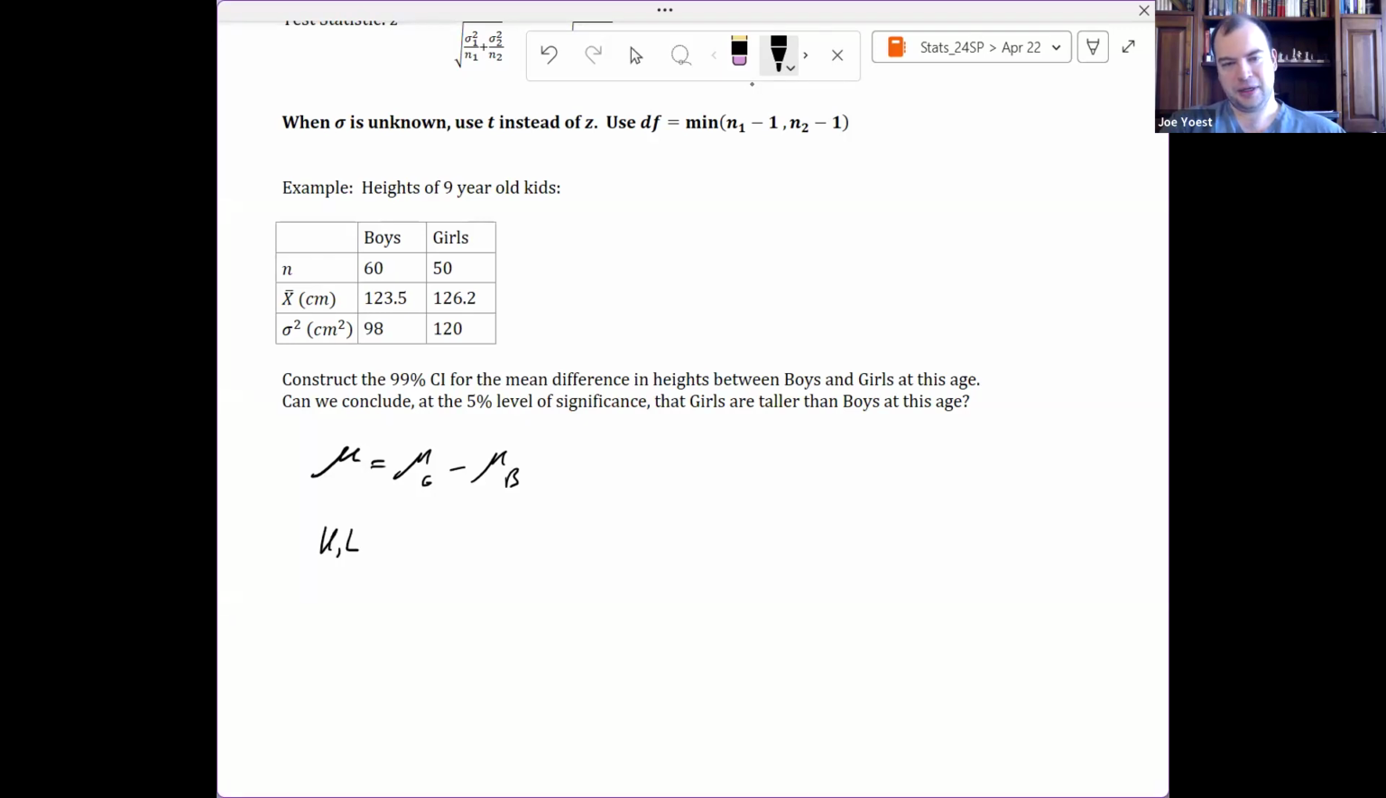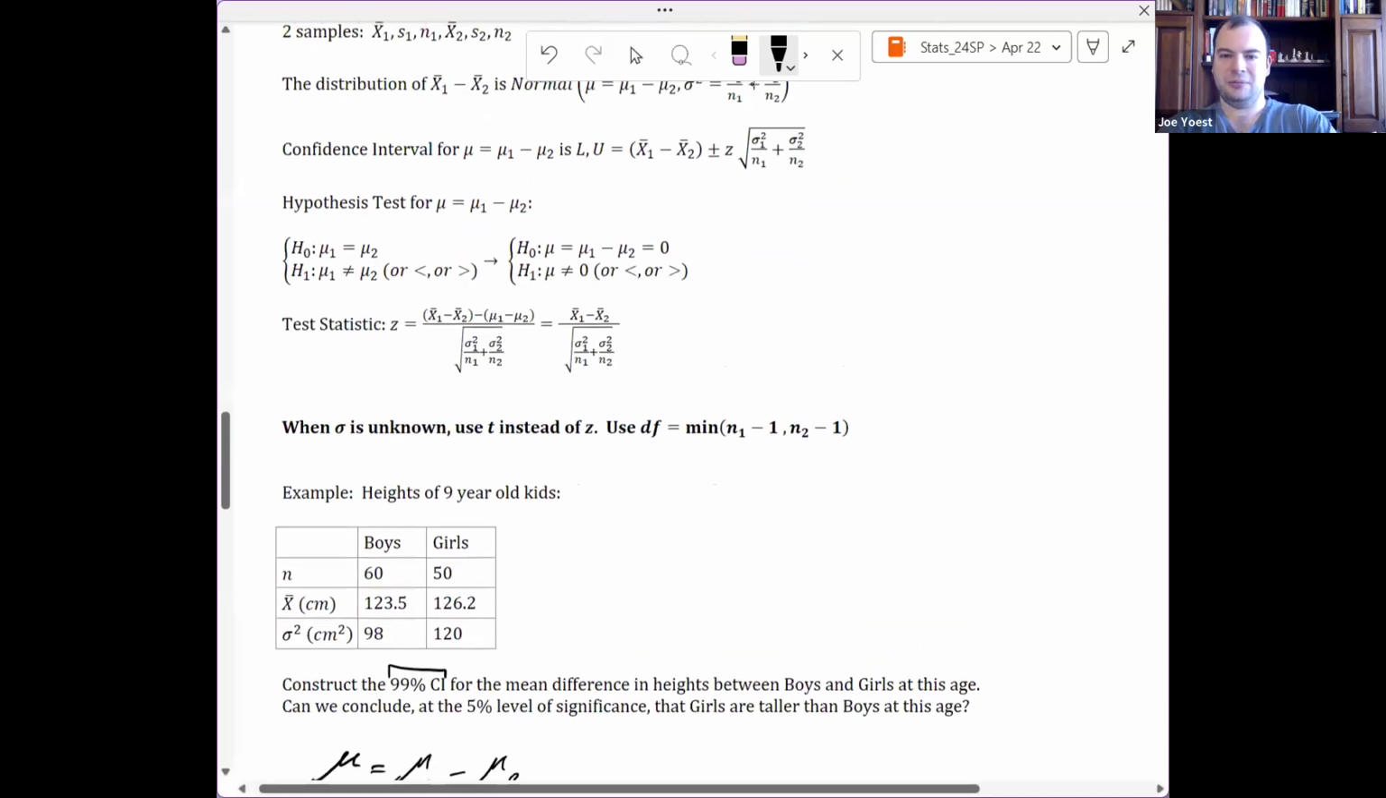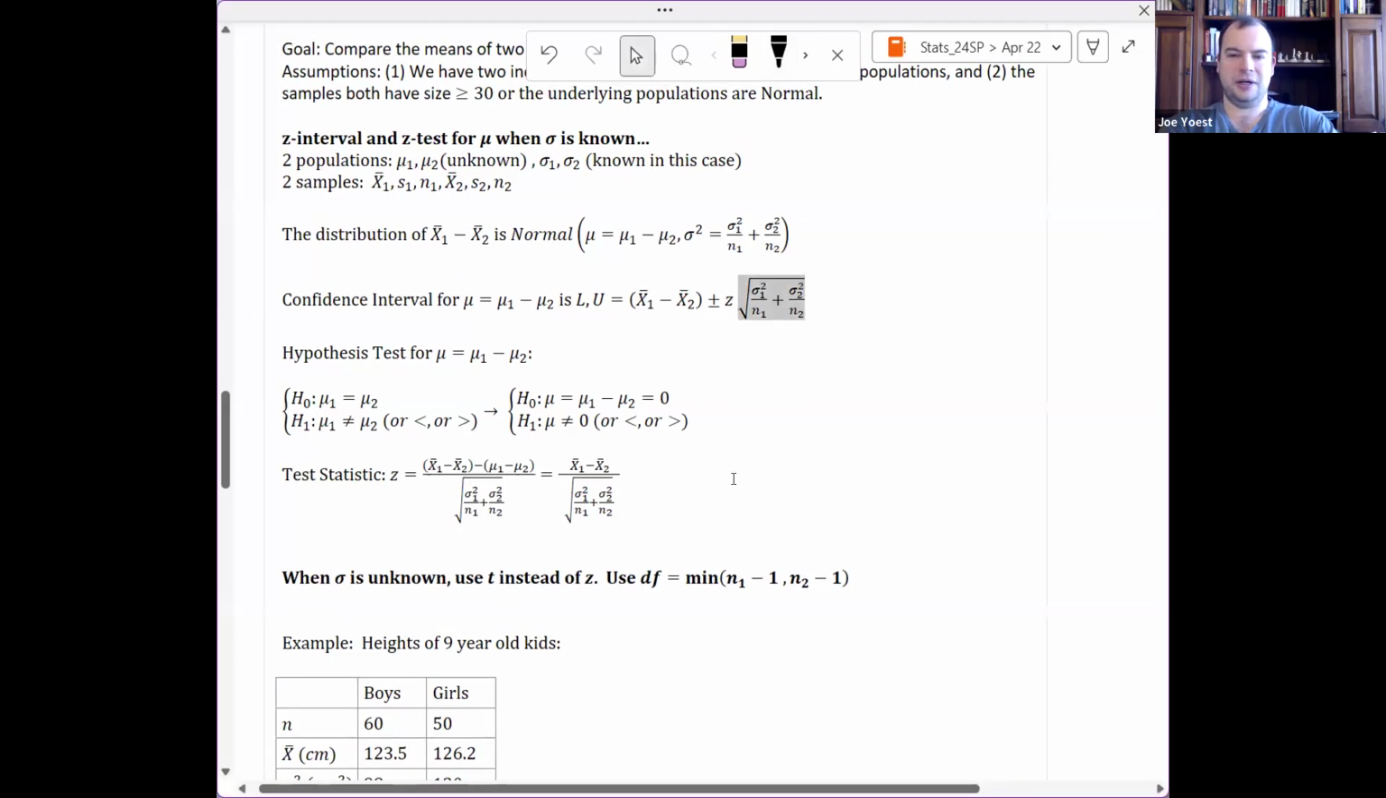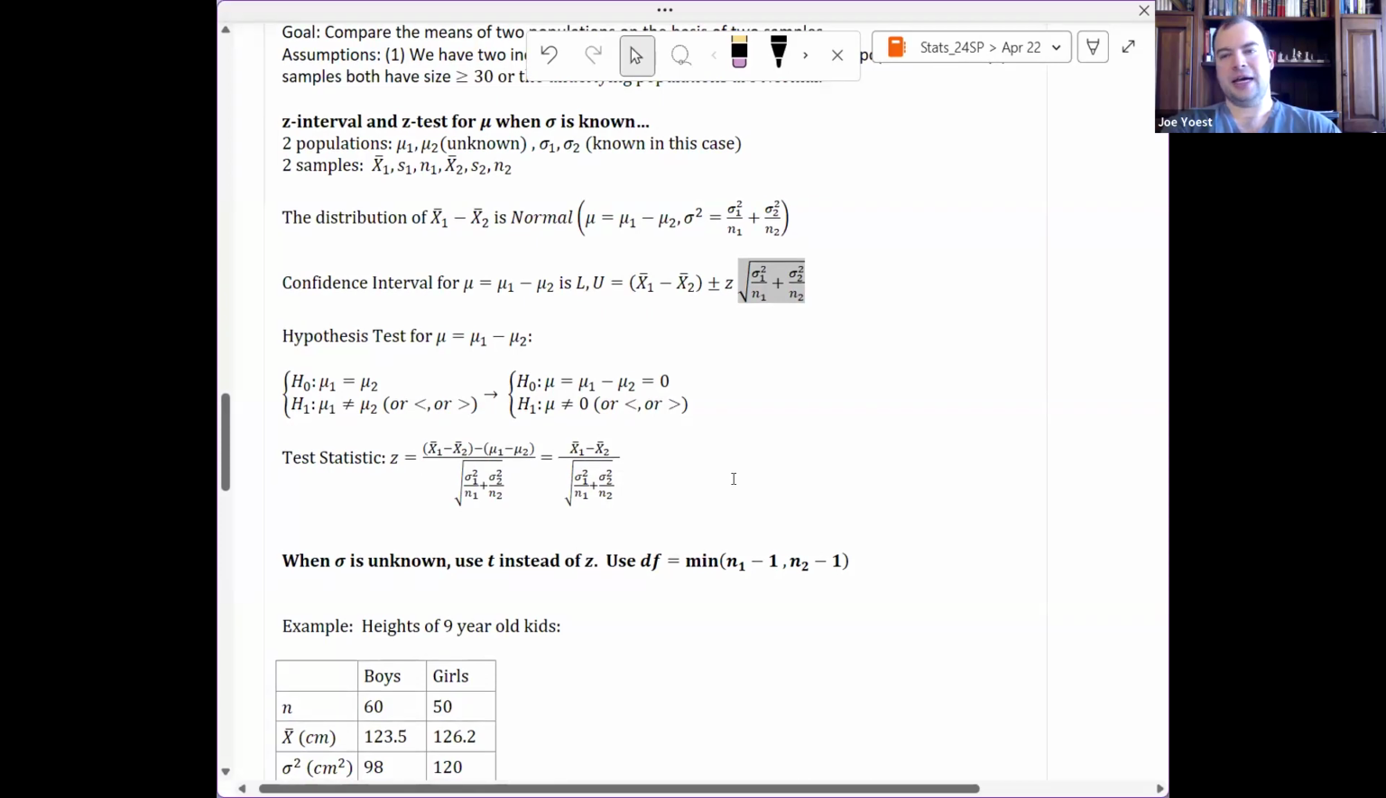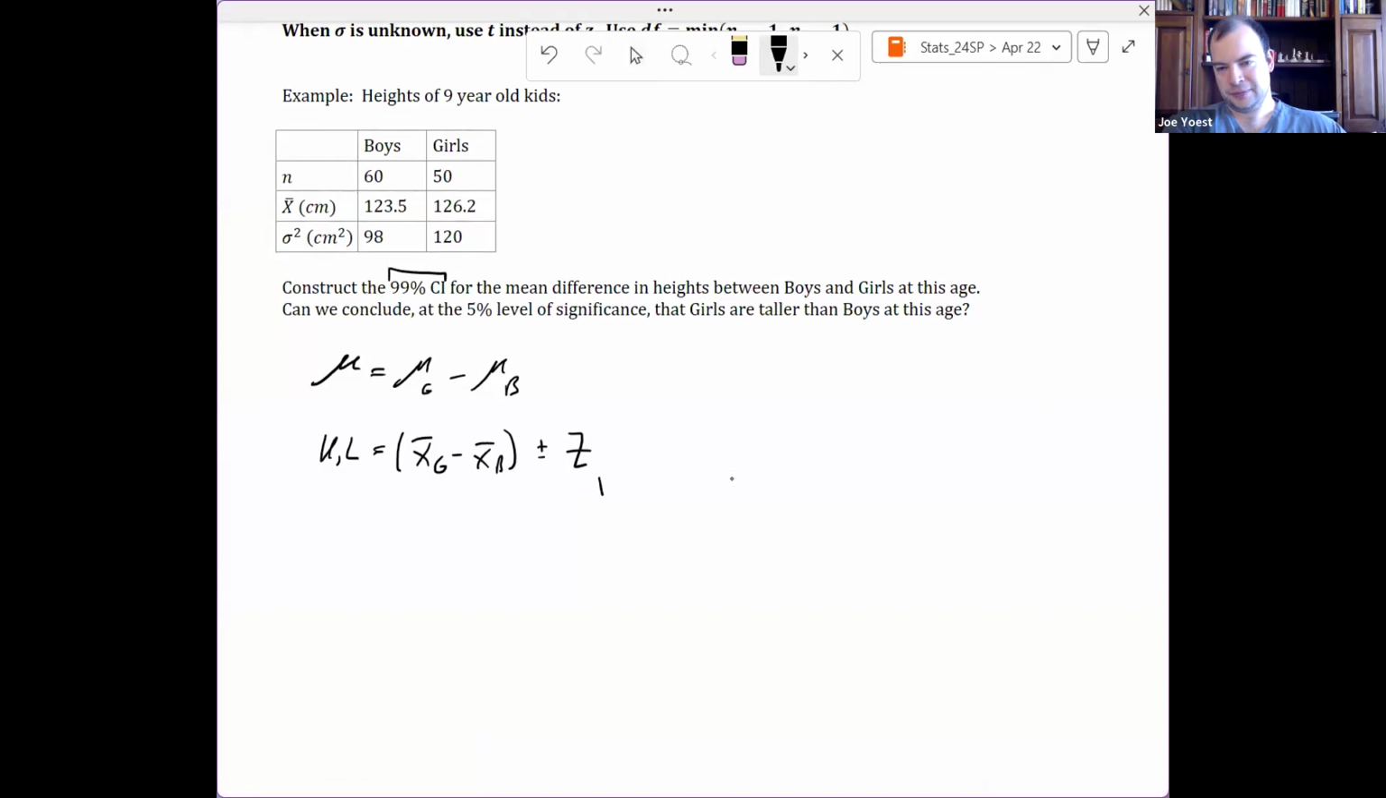So again, my upper and lower bounds for my 99% confidence interval are going to be my point estimate plus or minus a z number times what? Times my standard error. And remember, that was this thing here. I take the variances, add them together, and then square root. So the square root of the population variance for the girls over the number in the girls sample, plus the population variance for the boys over the number in the boys sample.